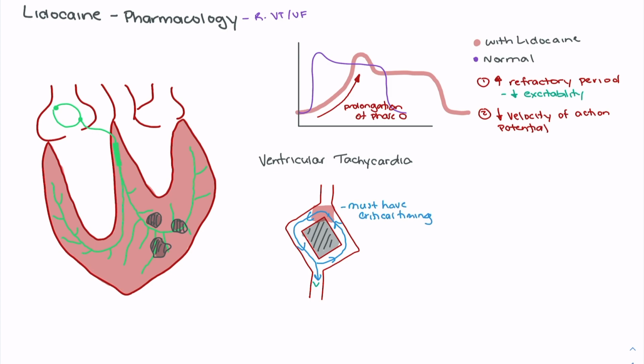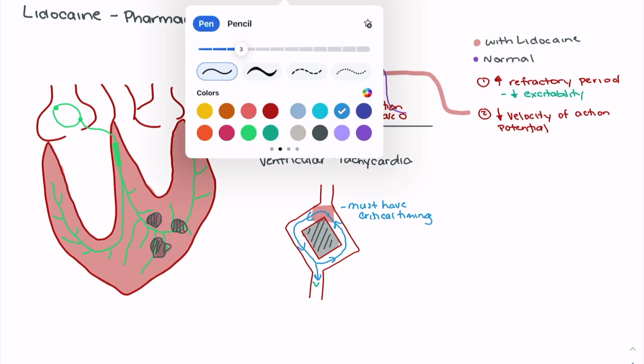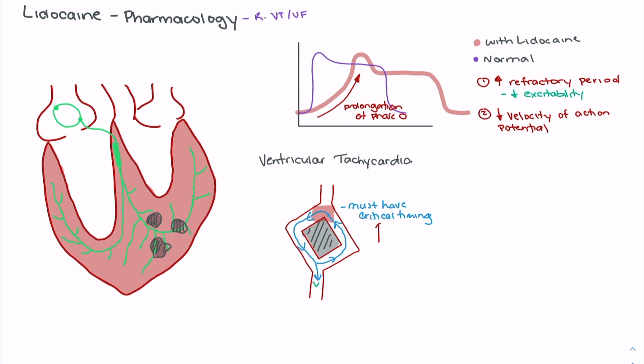So what is the benefit of giving lidocaine to these patients? If I can increase the refractory period, I'm going to increase the amount of time that this tissue is in refractory, making it much more challenging for this impulse coming back up the accessory pathway to stimulate that tissue. So when I prolong the refractory period, basically you're trying to reduce the ability to have critical timing. So when you see an increase in refractory, what that leads to is a decreased ability to meet critical timing.